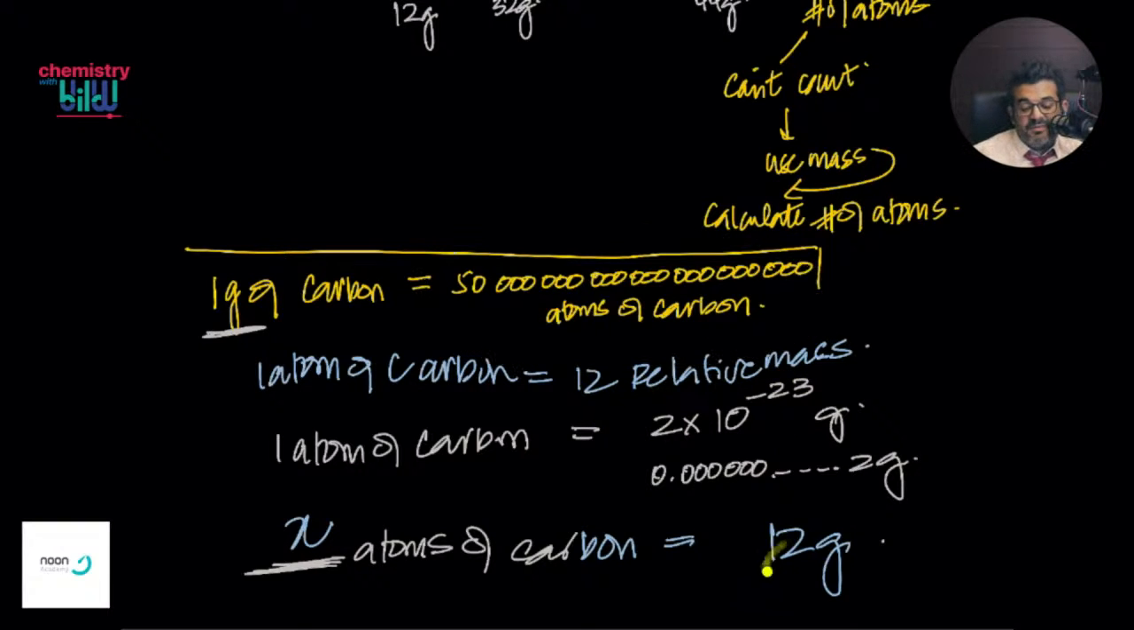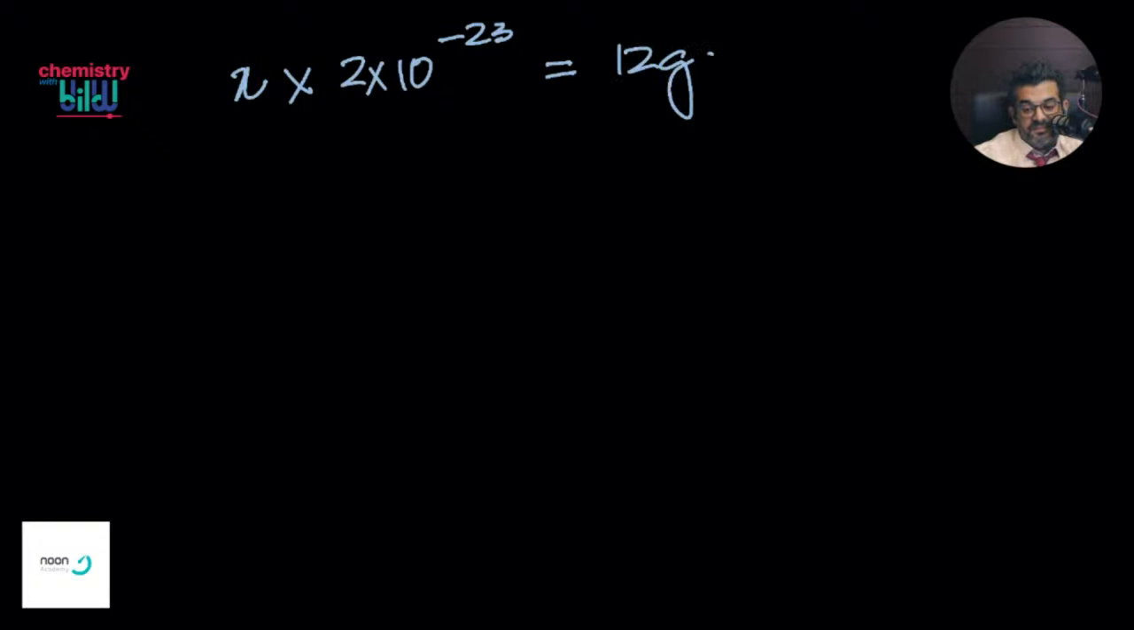But we wanted 12 grams, and the relative unit and grams are very, very different. Simply speaking, the same atom whose relative mass is 12, its actual mass is 2 × 10⁻²³, very small. So how many atoms would it take to give you 12 grams? When we did this math, we said, let's do this. How many atoms does it take, where each atom's mass is 2 × 10⁻²³, to give me a mass of 12 grams?